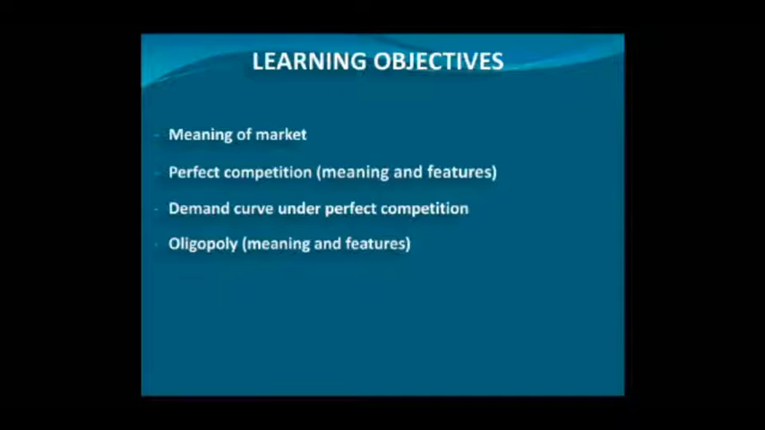Here some learning objectives are given about this chapter. First, meaning of market. Second, perfect competition, meaning and features. Third, demand curve under perfect competition. Fourth and last, oligopoly, meaning and features. We will discuss all these points one by one in this chapter.